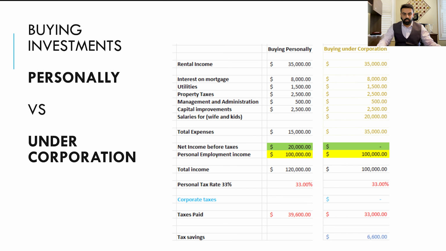Now, if you were to buy the same property and use it under a corporation, how do the taxes change? With the same rental income and the same expenses, we have an added benefit because under a corporation, you have the ability to pay salaries, dividends, and various other things that are not eligible under the personal side.